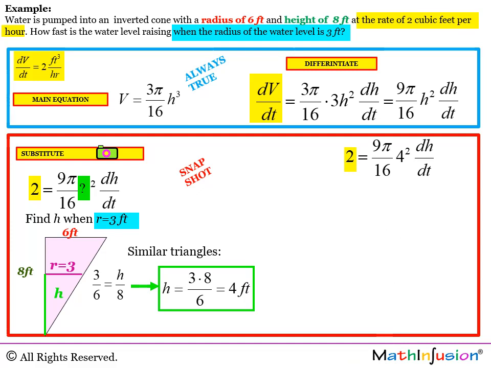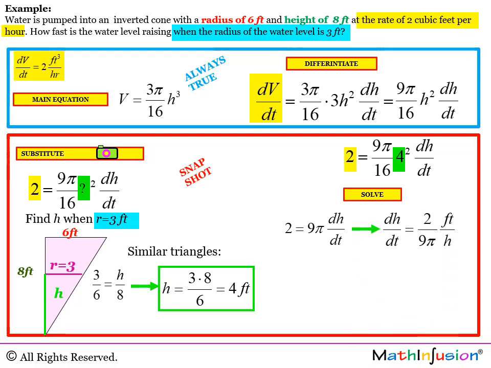Well, now I can go ahead and substitute this. Now everything is clear, and I can find dh/dt. I like it because they ask me about the water level, and I'm going to solve directly for dh/dt, which is the water level. So let's solve. Okay, we can cancel 16, which is 4 to the power of 2. And we get dh/dt is 2 over 9 pi feet per hour.